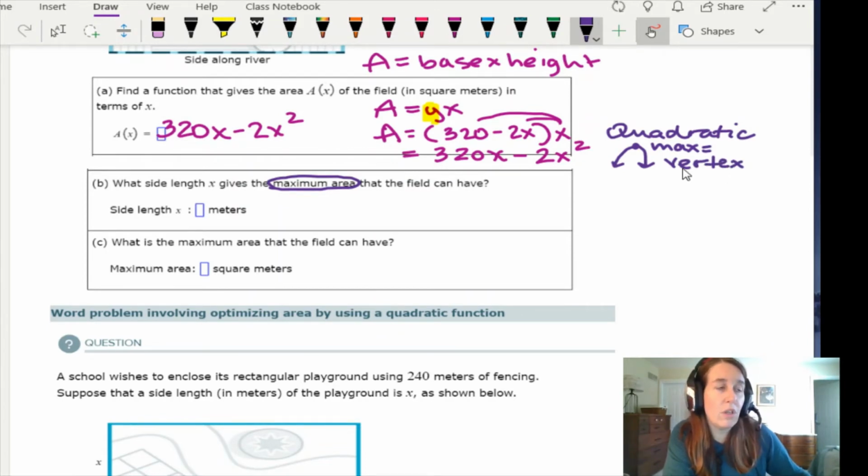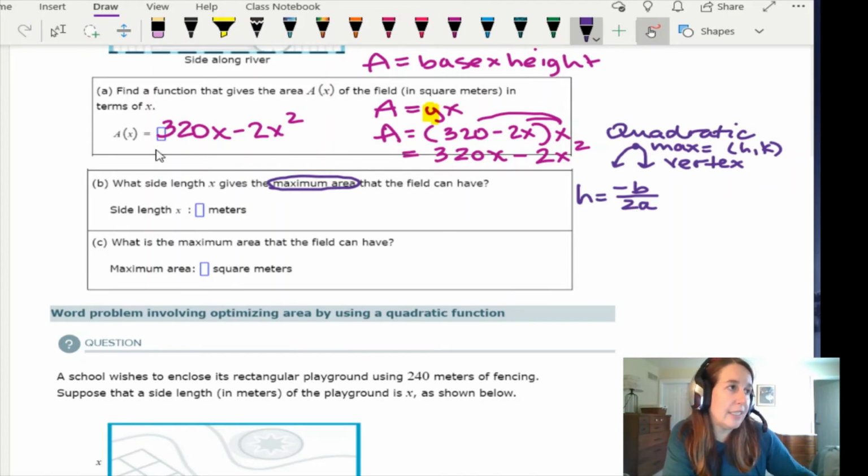Okay, so if we're supposed to find the vertex, we know a method for finding the vertex using this form, and that is h equals negative b over 2a. Okay, and that's the x coordinate of the vertex. So the max, the vertex is going to be h comma k. Okay, all right, so negative b over 2a.